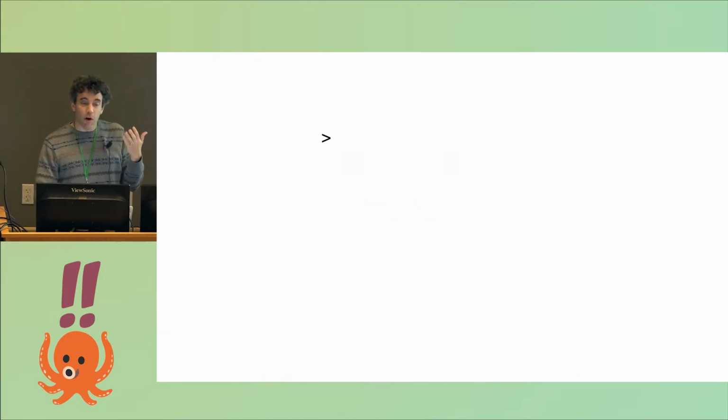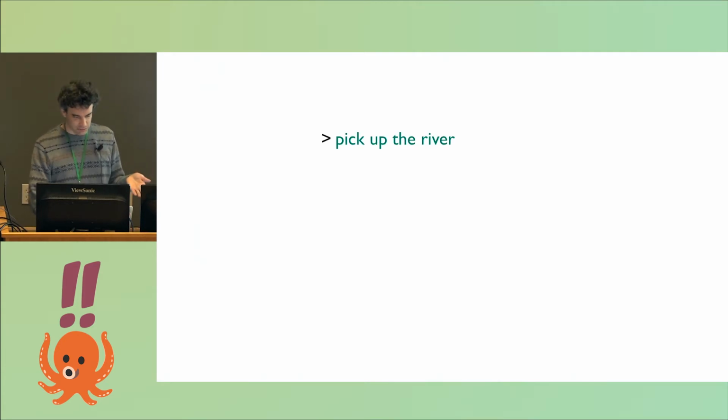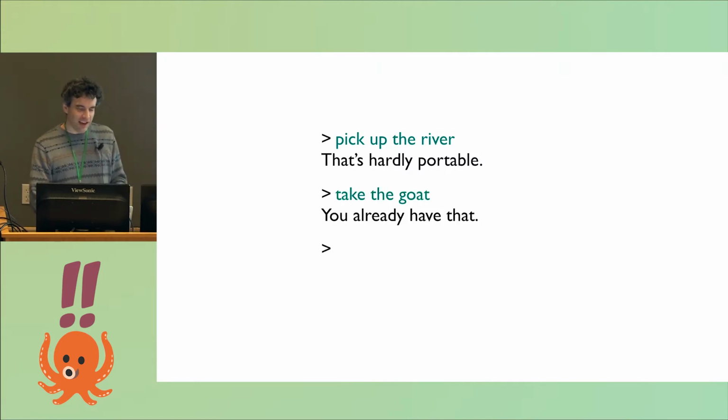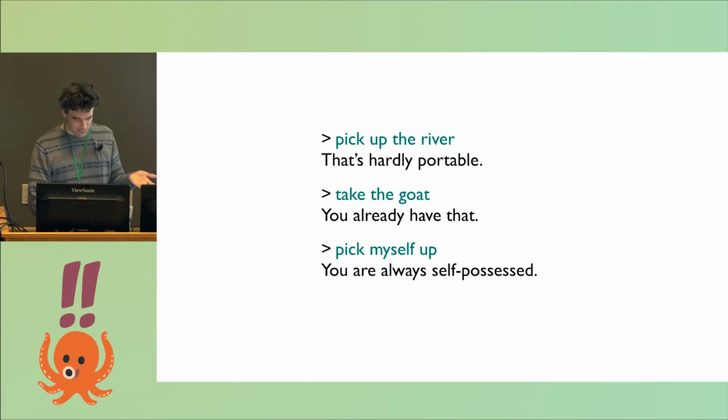But Inform also has some built-in rules, the standard rules, which are kind of like a standard library for common sense. It contains such wonders as the can't take scenery rule, the can't take what's already taken rule, and the can't take yourself rule.